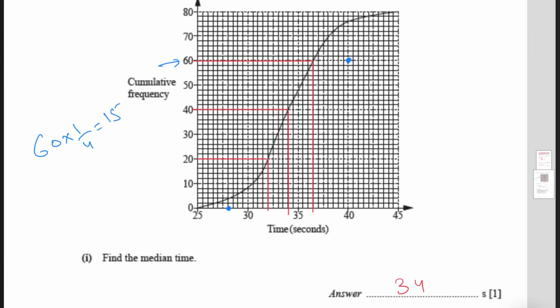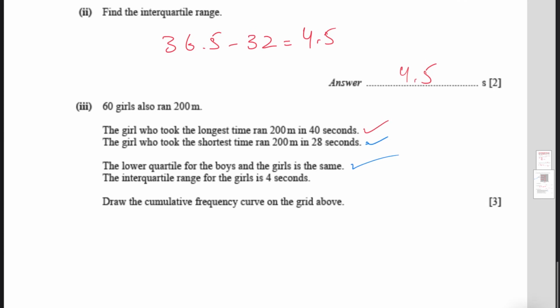1 over 4 gives us 15. You draw a horizontal line at 15, or you can just estimate that 15 is going to be over here, and then you connect it to the vertical point on this line, and this should be the mark for the lower quartile. The next part says the interquartile range for the girls is 4 seconds.